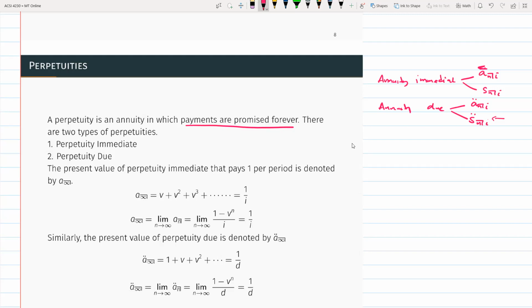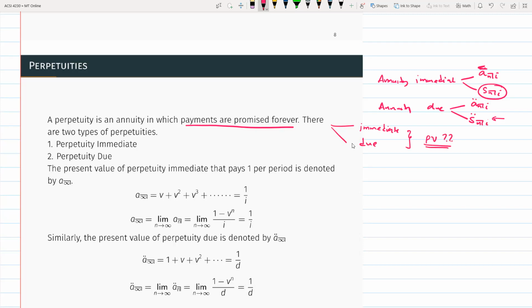So in the other cases, we calculate the future value after n years, I mean, at the end of the term. We cannot do that here, but we can calculate the present value. So the perpetuity again has two types. You have immediate, where payments are made at the end of the time period, or due, where the first payment is made at the beginning of the time period. So for both, you can calculate the present value.